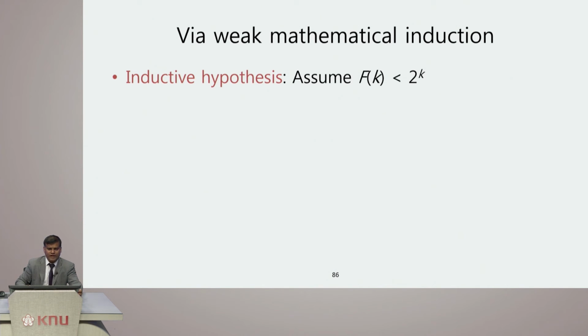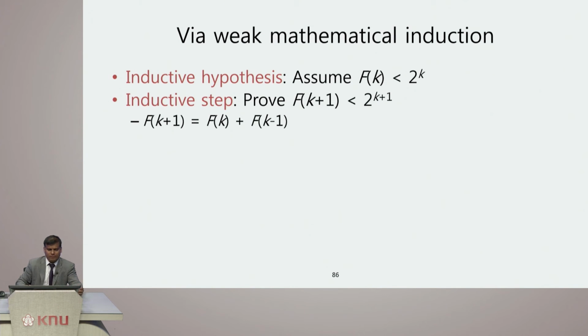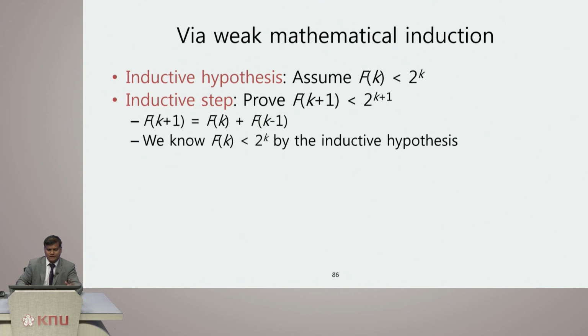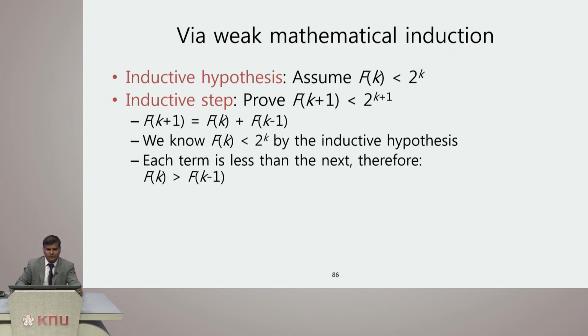Suppose you have f of k is less than 2 power k, then the inductive step is f of k plus 1 is less than 2 power k plus 1. So f of k plus 1 equals f of k plus f of k minus 1. In that case, we know that f of k is less than 2 power k by inductive hypothesis. So that is an assumption that you have, and each term is less than the next term. Therefore, f of k is greater than f of k minus 1. So with this thought in mind, we can say that f of k minus 1 is less than f of k, less than 2 power k.